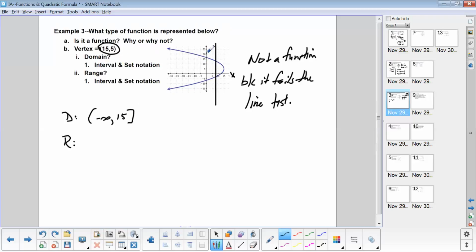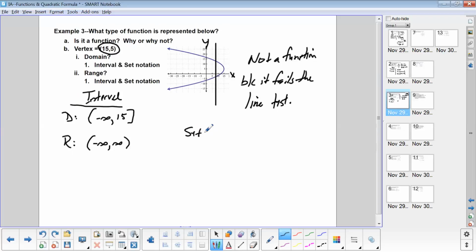is the y value. So we're looking up and down on this graph, and this graph's going to increase and increase and increase off the charts, and this will decrease and decrease and decrease off the charts. So what we have is from negative infinity to positive infinity is our range, and this is interval notation.